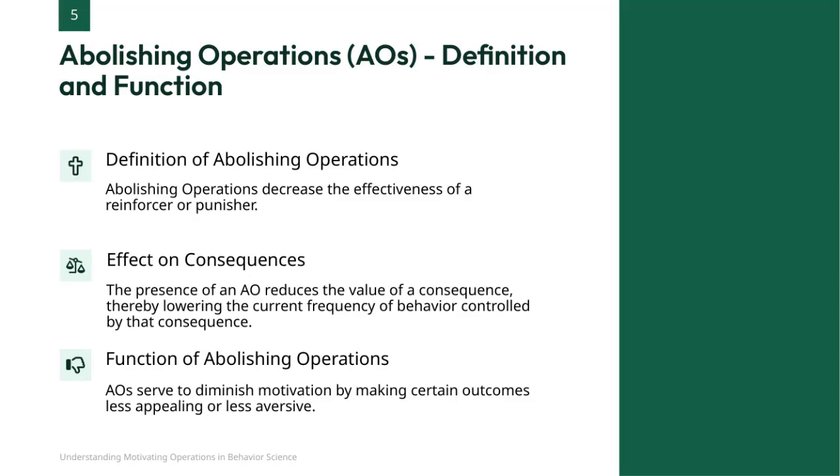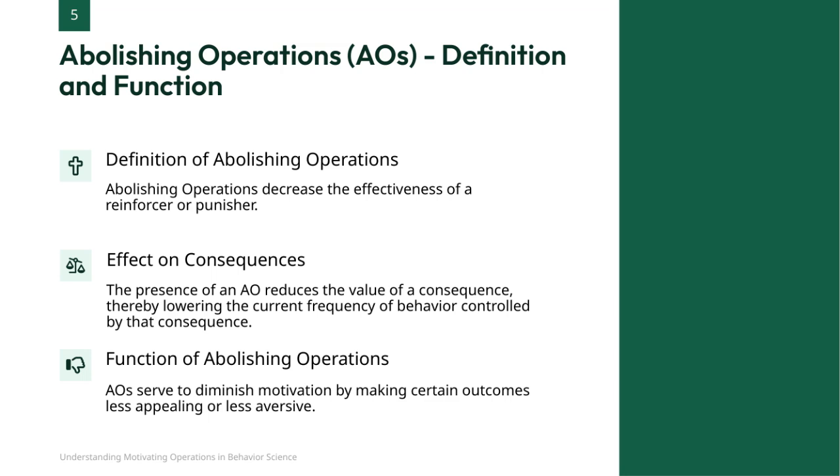Abolishing operations, or AOs, play an important role in behavior analysis. Simply put, an AO decreases the effectiveness of a reinforcer or punisher. This means that when an AO is present, the value or appeal of a consequence is reduced. Because of this reduction in value, the behavior that is normally controlled or motivated by that consequence tends to happen less frequently at that moment.